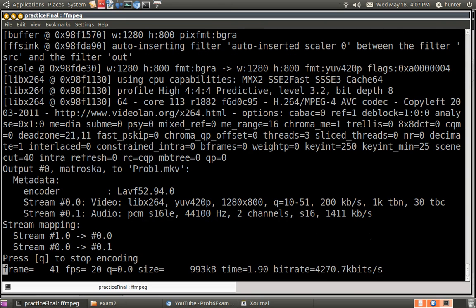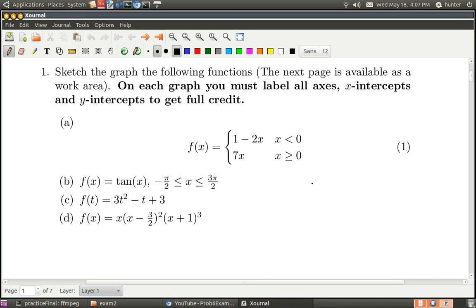Let's take a look at problem 1 on the practice final for Math 141. So it's a graphing question. It says, sketch the graph of the following functions. Label axes, x-intercepts, y-intercepts. Alright, so let's just start with the first one here.